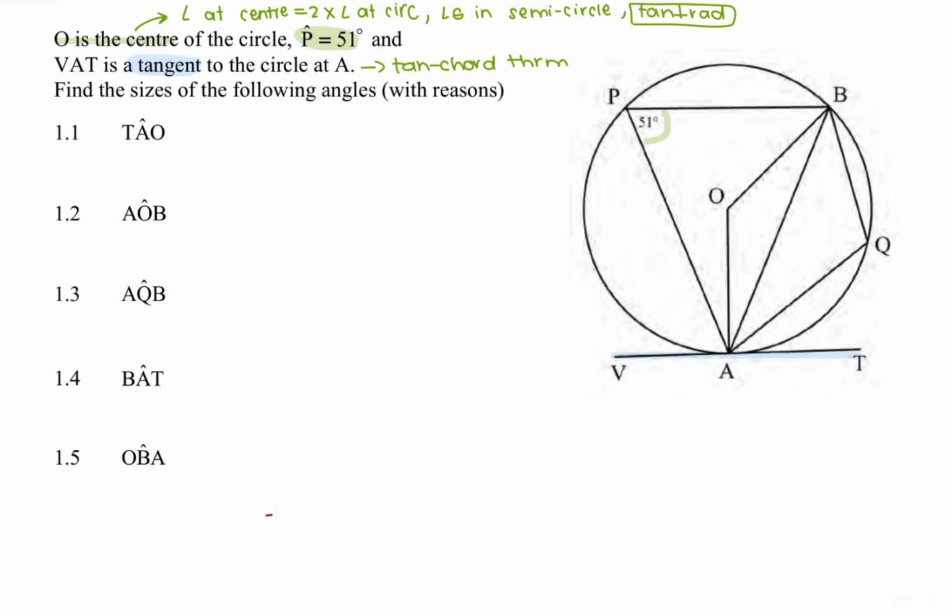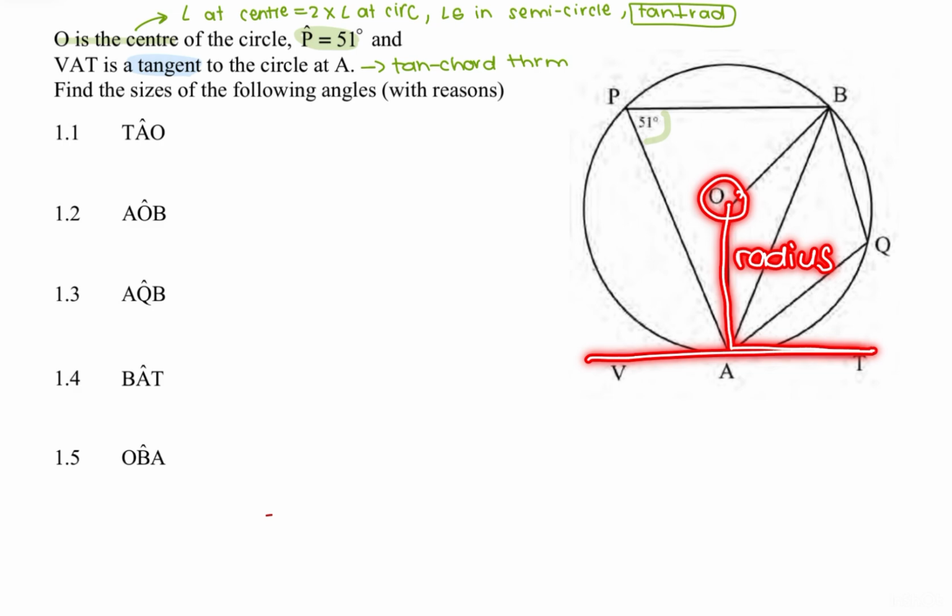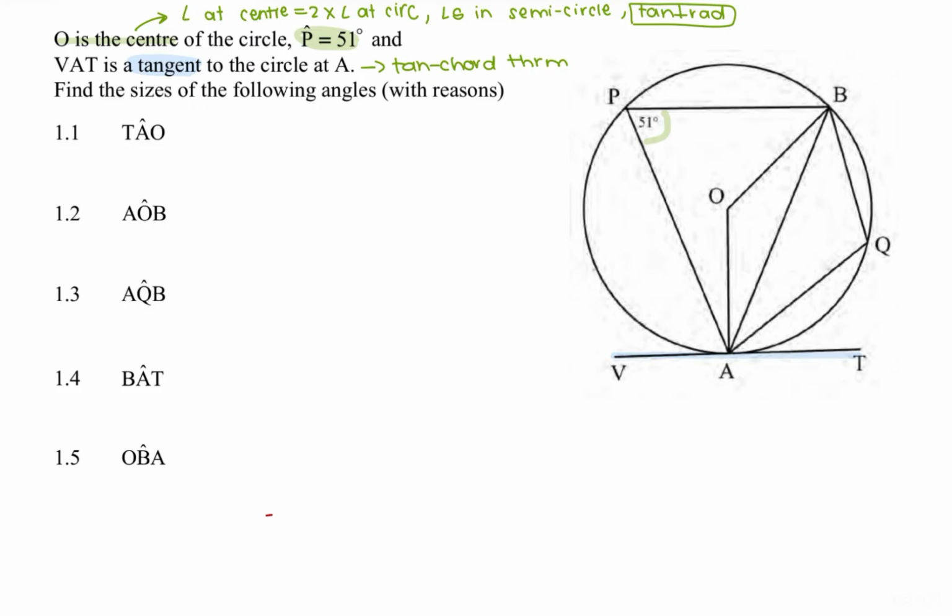The first one being TAO. So you're going to go TAO. Do you see that that is going to our center, meaning that this line is a radius and this is a tangent? So that matches up with our theorem tan perpendicular to our rad. So tangent perpendicular to radius in full, meaning that that angle must be 90 degrees. Therefore being 90 degrees because of tan perpendicular to rad.